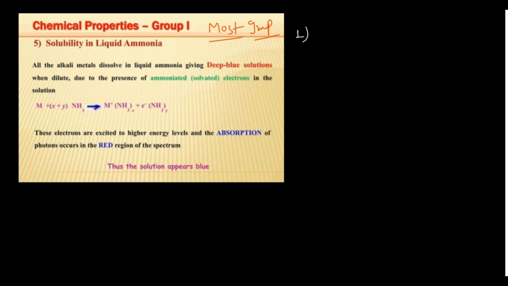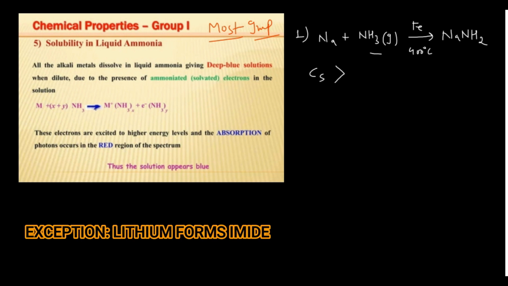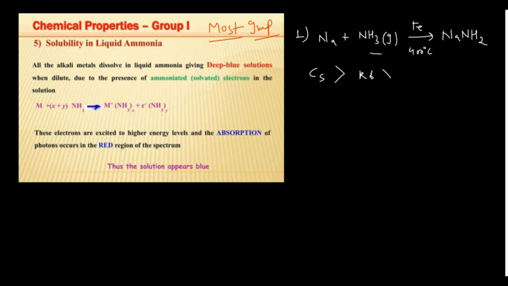In the case of the first property, say for example you have sodium and you have ammonia gas. So first I am taking the example of ammonia gas, in the presence of a little iron filings, and the temperature is somewhere around 400 degree centigrade. So it ends up with sodamide, NaNH2. But this is in the case of ammonia gas. See this reaction: cesium is the most reactive, followed by rubidium, then potassium, then sodium, and lithium is the least reactive.